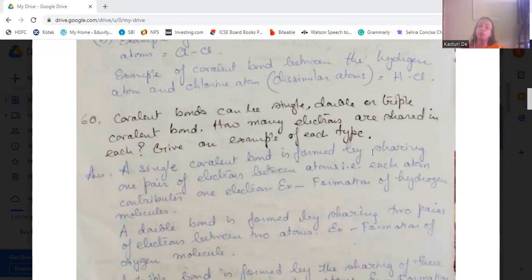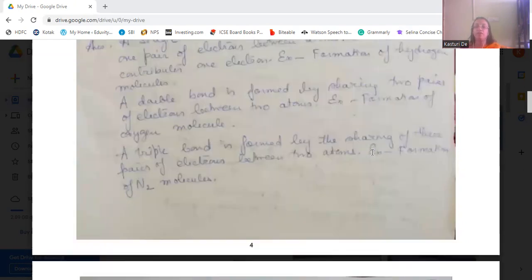Then a double covalent bond is where two pairs of electrons are shared, like formation of oxygen molecule. Then a triple covalent bond is formed by sharing of three pairs of electrons, like in the formation of nitrogen molecules, where three pairs of electrons are shared.